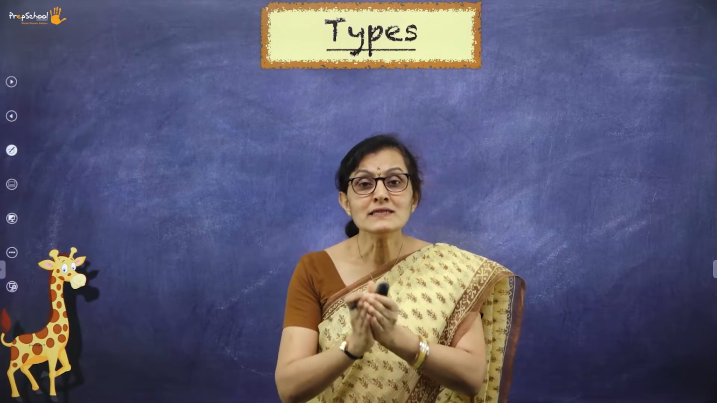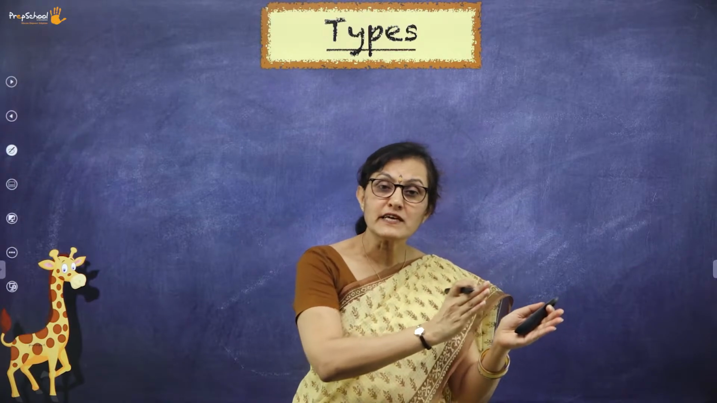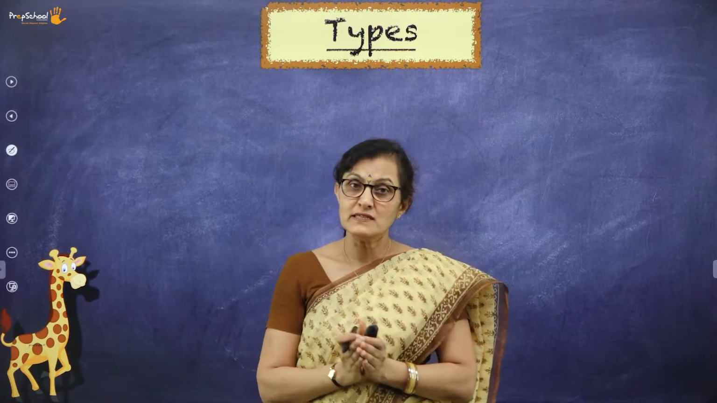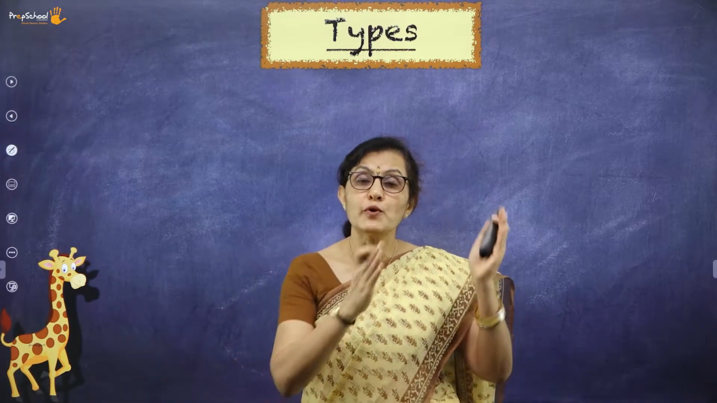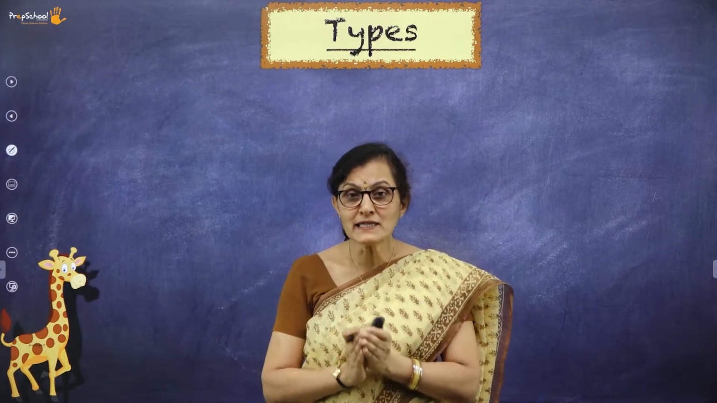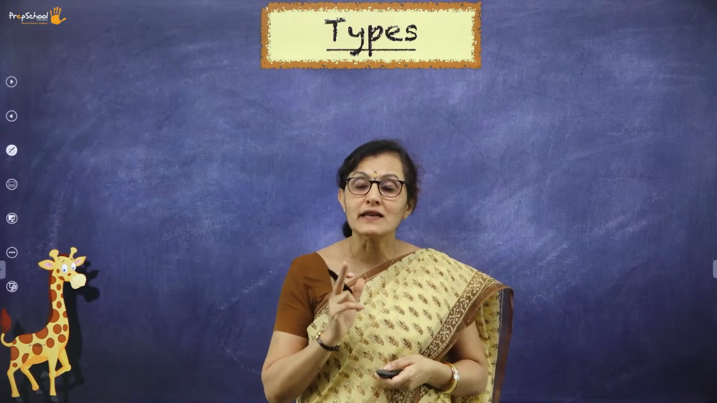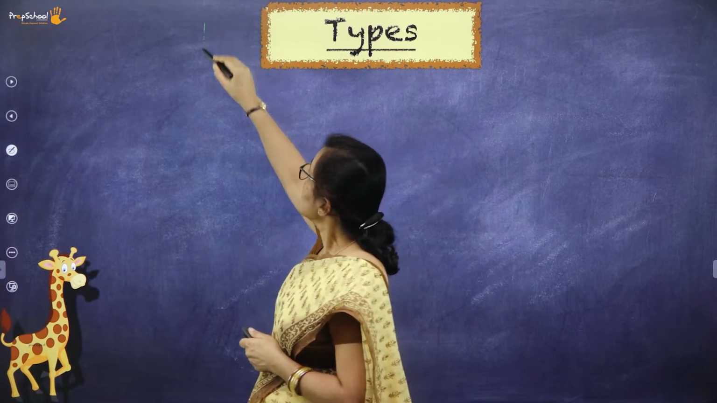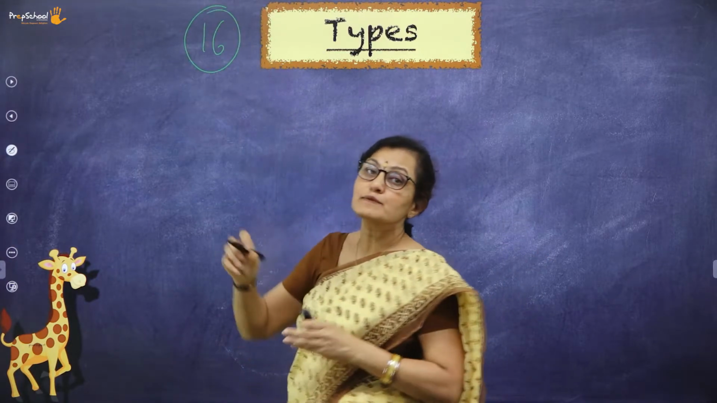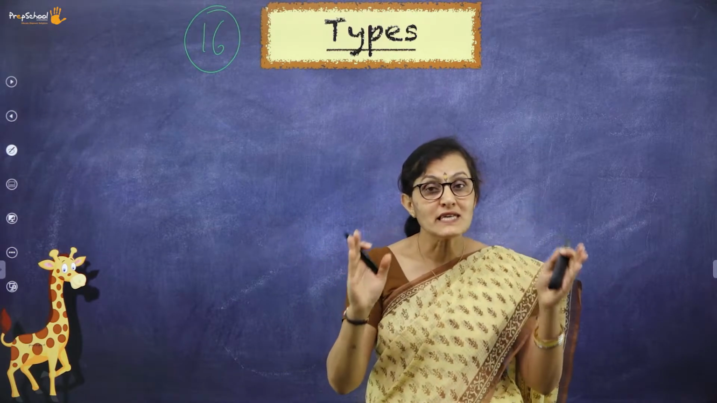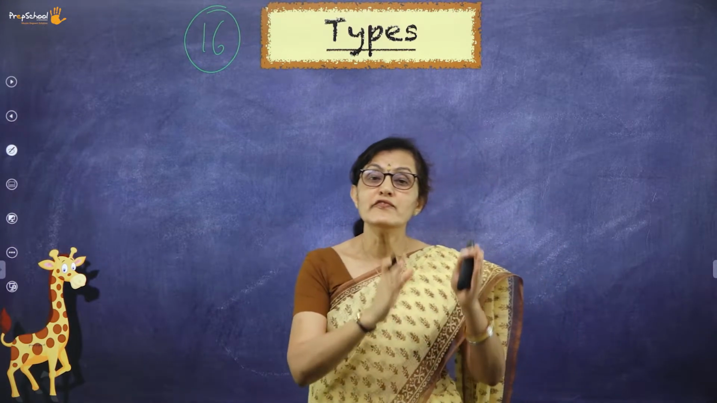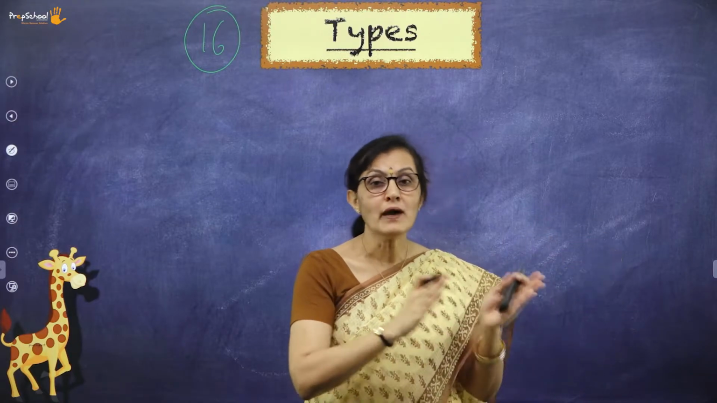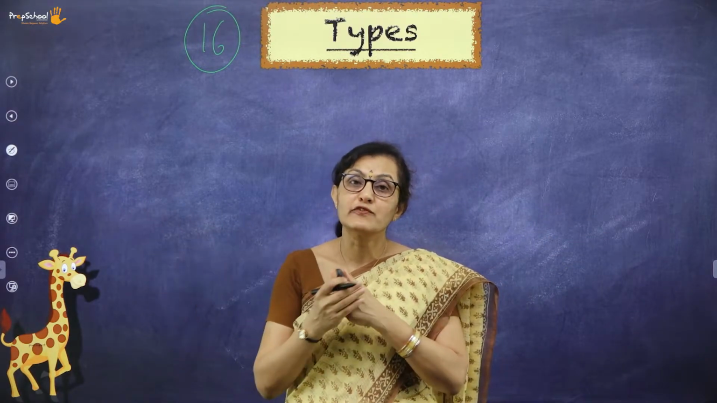Now, tenses come in the form of active tenses and passive tenses. But I am not going to touch upon what is active and what is passive. All put together in English, there are 16 types of tenses. How many types? There are 16 types of tenses. In those 16 types, you will have 12 in the active form and 4 in the passive form.